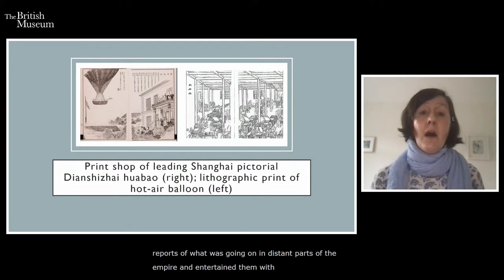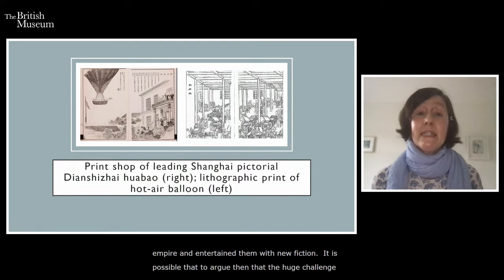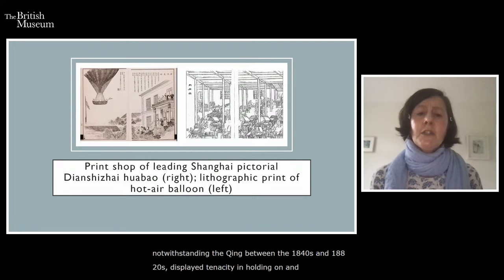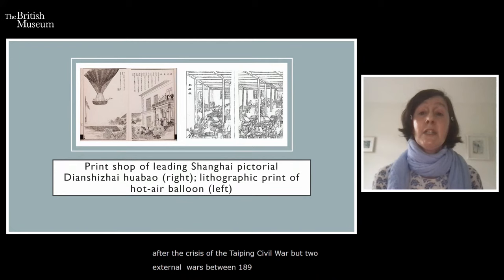It's possible to argue then that, huge challenges notwithstanding, the Qing between the 1860s and 1880s displayed remarkable tenacity in holding on, in rebooting after the crisis of the Taiping Civil War. But two external wars between 1894 and 1901 essentially derailed the reform effort.